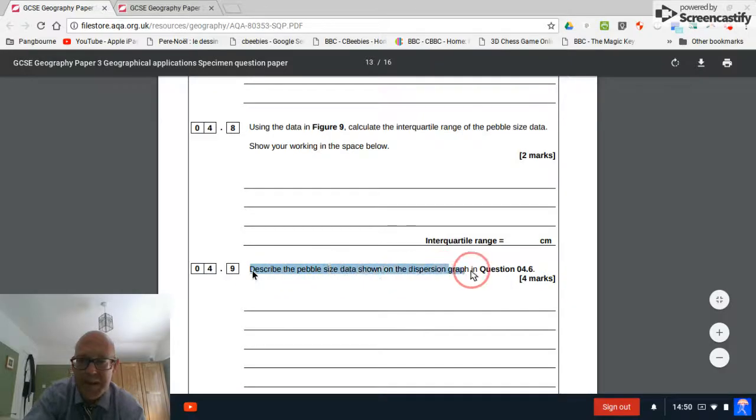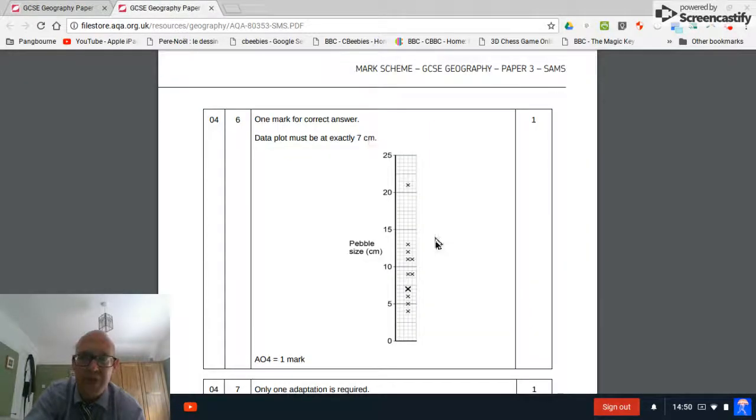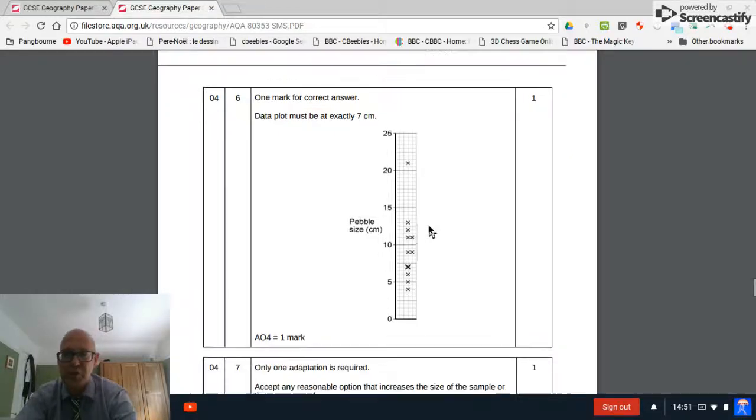Describe the pebble size data as shown in the dispersion graph. So now you can describe data as shown in the graph. Are they equally distributed? Remember, describe maximum, minimum, trend, anomaly, quote, and locate. Right. What can we see as a trend? Well, they seem to be evenly distributed apart from this anomalously high result. So that I would look to see in the mark scheme. Let's have a look at what it says.